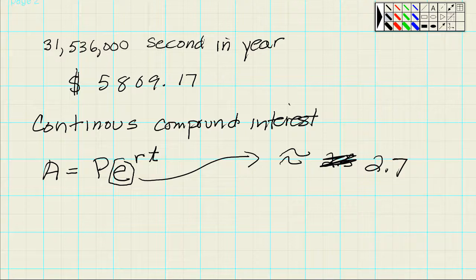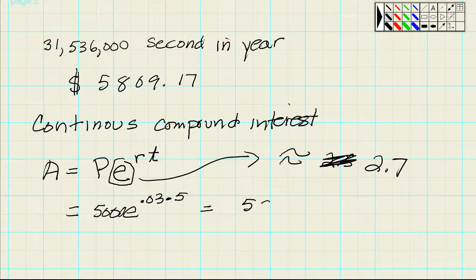So now if I do the same problem again, saying that I am putting $5,000 into an account that is getting 3% interest, compounding continuously for 5 years, I will end up getting, actually looks like the same amount that I got when I was compounding by the second, $5,809.17.